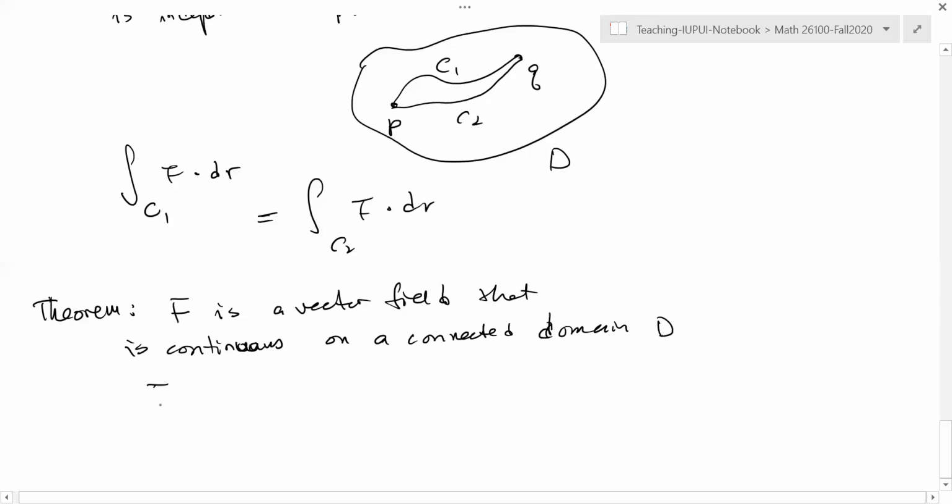So F is conservative if and only if F can be written as the gradient of some function, for some function f on D.